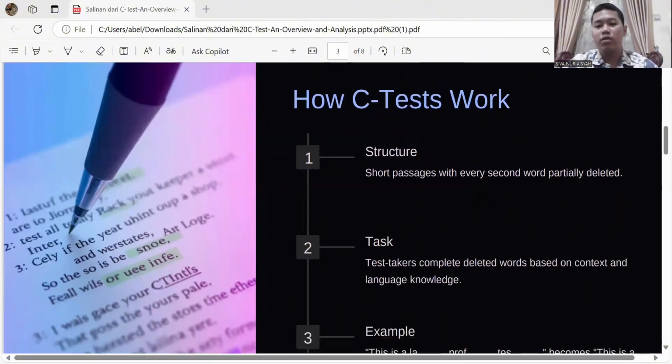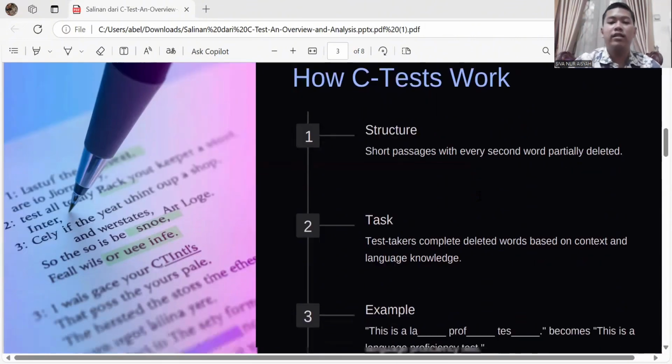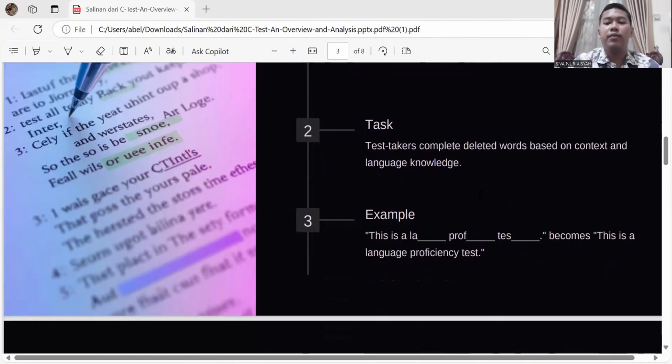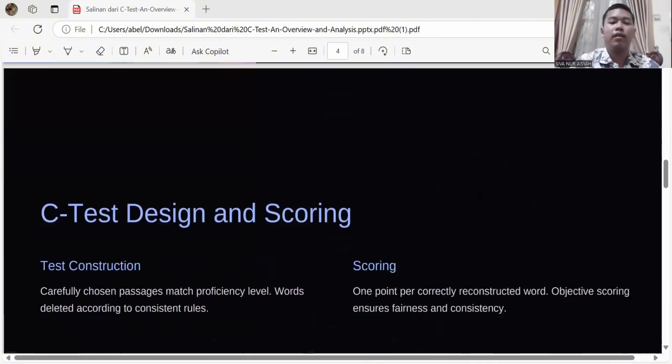How does the C-test work? The first is the structure: a short passage with every second word partially deleted. The second is the task: test takers complete the deleted words based on context and language knowledge. And the last is an example: This is a language proficiency test.